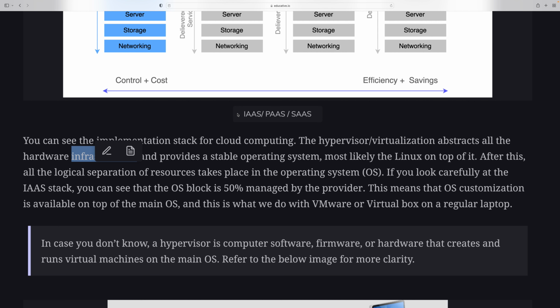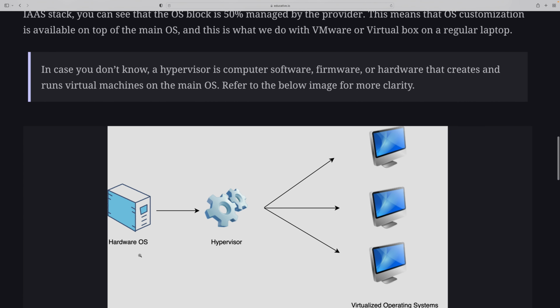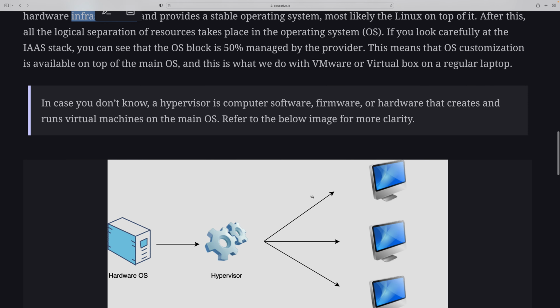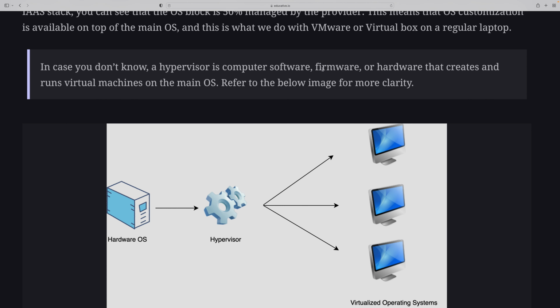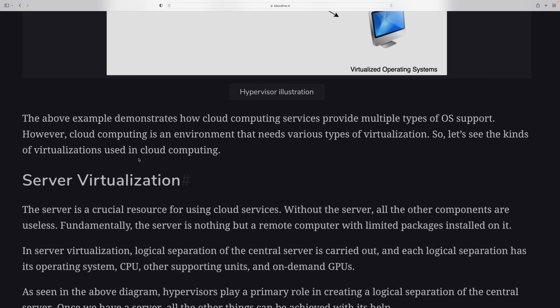This is what VMware or VirtualBox does on a regular laptop. So this is the hardware OS, then the hypervisor, then this is the virtualization operating system. On top of one, they do virtualization. In case you don't know, a hypervisor is computer software or firmware that creates and runs virtual machines on the main OS, as referred to in the image below. The above example demonstrates that a cloud computing service provider supports multiple types of OS. However, cloud computing involves various types of virtualization. So let's see the kinds of virtualization.